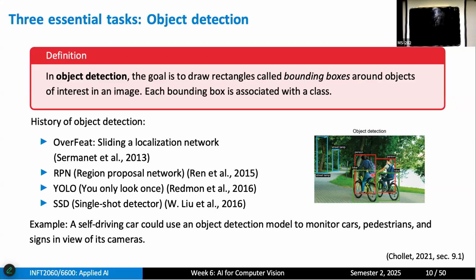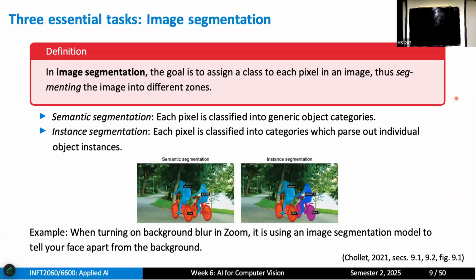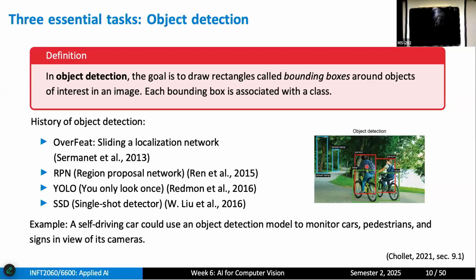Except for that, they also need to identify the location. That's the difference compared to semantic segmentation and instance segmentation. They need to identify the location. So for example, the person's location is within the image at X and Y, and the bike is at X and Y in the image. That's the location. All right, so the history of object detection, including the overfeat, that's the sliding window localization network.